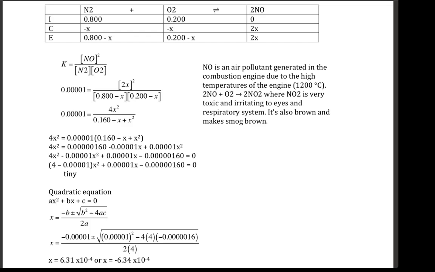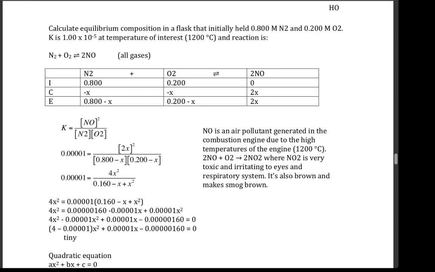Going back up here, we have K is 1.00 times 10 to the minus 5. K reflects how far the reaction goes to products. A very small K, and a K which is around 10 to the minus 5 is very small. A very small K implies the reaction does not go very far to products. The change, x, is very small.